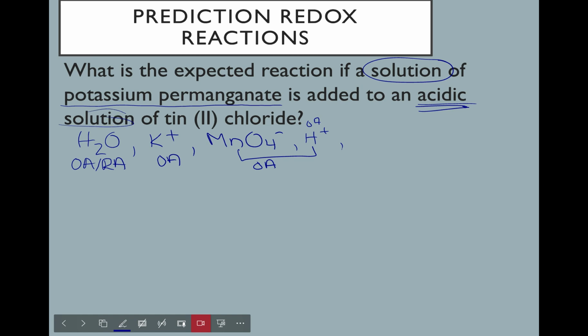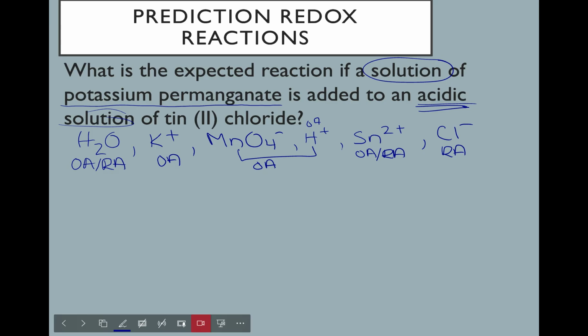But you also have tin 2 chloride. So tin 2 and the chlorine ion. So tin is on both sides of the table, and the chlorine ion alone is an RA. Chlorine also occurs with water as an RA, but it's really weak, so we can ignore that one for now.